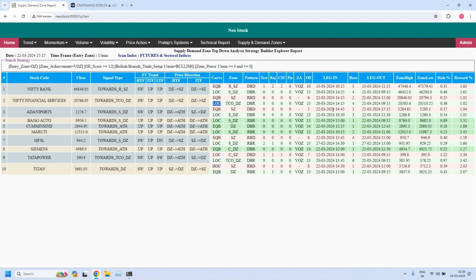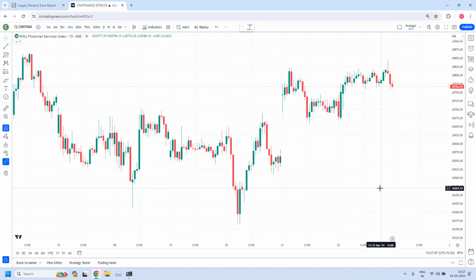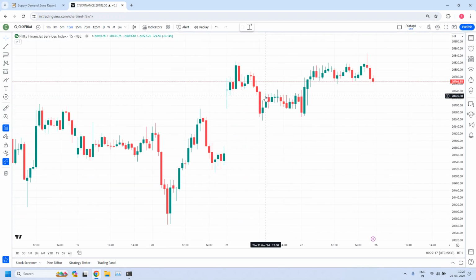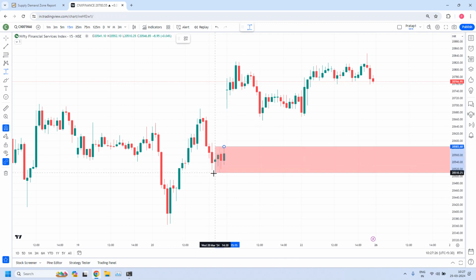First let us draw the demand zone. So when is the demand zone created? On 20 March at 14:15, 4 base candles. This is 20 March, 14:15. This is 13:15. Yeah, this is the candle, the 14:15 candle, 4 base candles. And this is the zone. Let us draw.